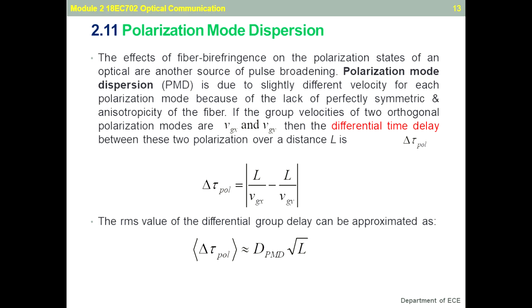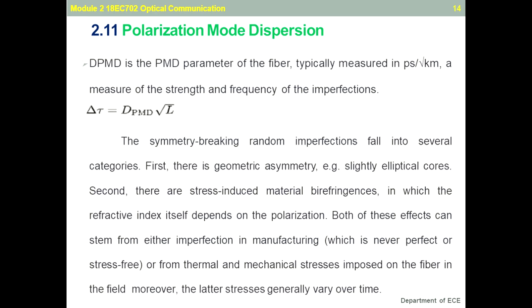Hence we can define delta tau with respect to distance as L by VGX minus L by VGY. We can find the RMS value of the differential group delay, delta tau, given by D_PMD into square root of L, where L denotes the length of the fiber. We can denote the unit of PMD as picoseconds per root kilometer, hence L is given in square root kilometers. D_PMD is the dispersion parameter of polarization mode dispersion. That's all about polarization mode dispersion.